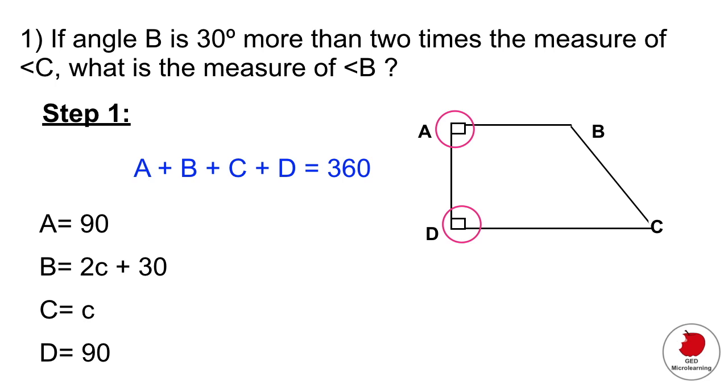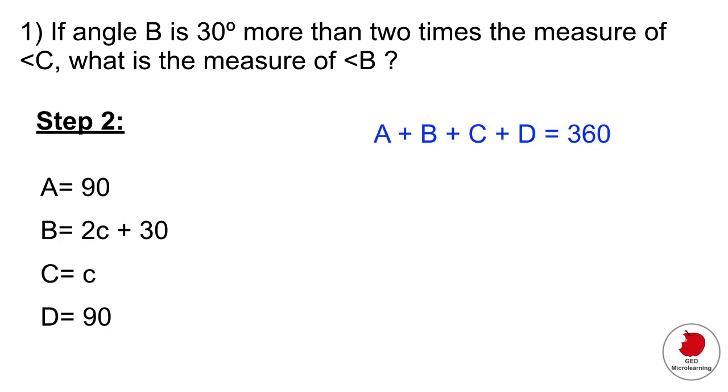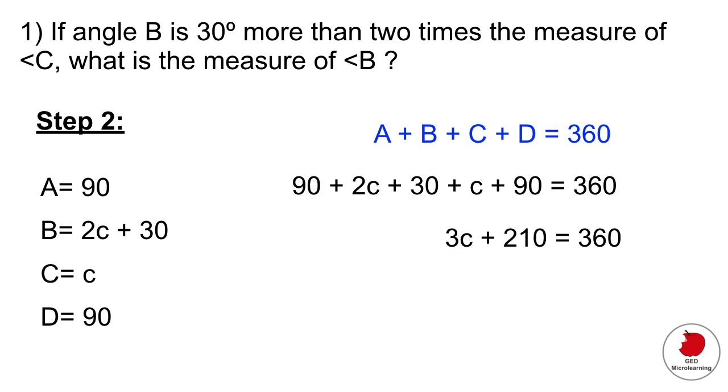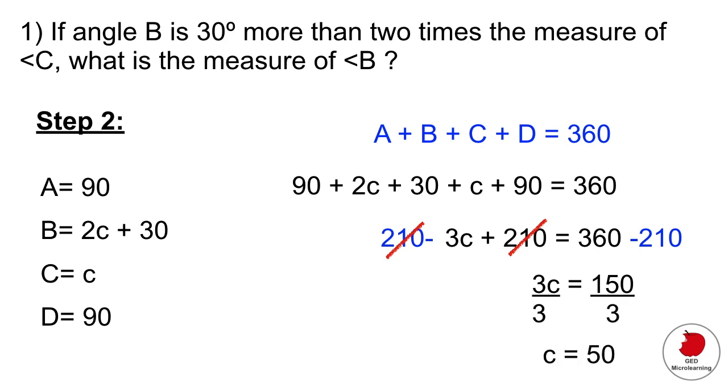Now, all you have to do is take these variables that you just found and plug them into this equation as such. When you simplify and clean it up a little bit, you end up with this. You would subtract 210 from both sides. That gives you 3C is equal to 150, divided by 3 is equal to 50.